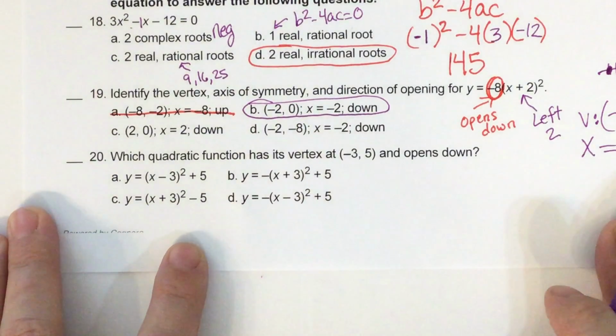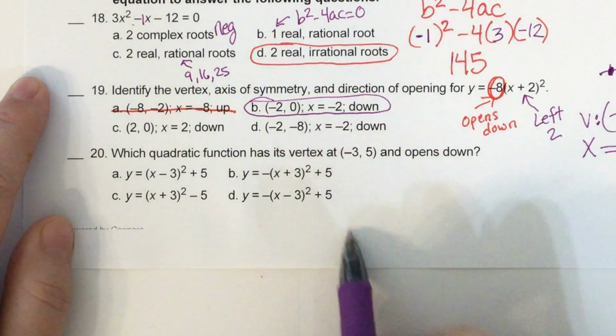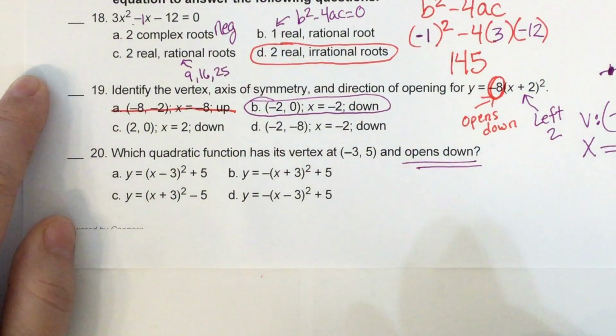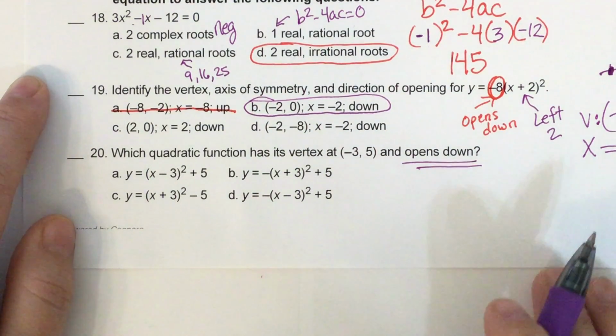Okay, 20. Which quadratic function has a vertex at negative 3, 5 and opens down? Okay, let's start with opens down. Which two are going to open down?